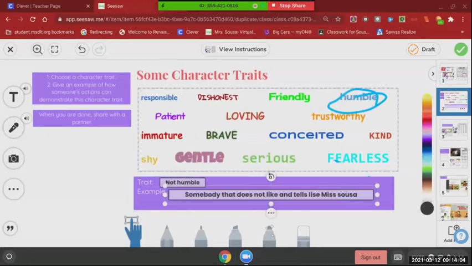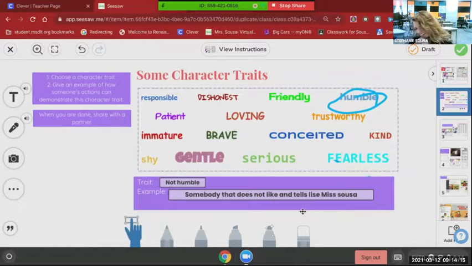So, not humble. Somebody that does not like to tell and likes to tell lies. All right, someone that is not humble is conceited. Humble and conceited are antonyms or opposites of each other. So Terrence is dishing it back out at me. That's fine. I'll take it.